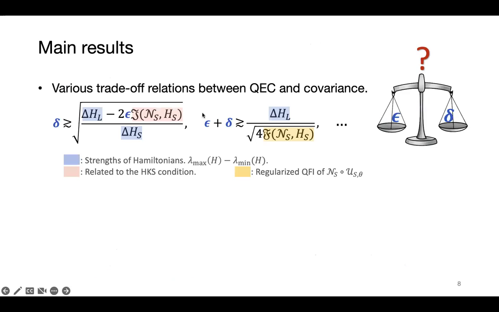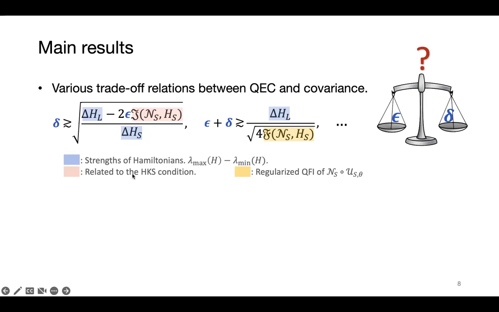So our main result is that we derive various trade-off relations between quantum error correction and symmetry. Here are the two types of trade-off relation I'm going to focus on. The inequalities look complicated, but basically from this expression, we can directly see that it demonstrates the robustness of the incompatibility between error correction and symmetry. So if epsilon is sufficiently small, delta is going to be lower bounded by a positive constant and vice versa.